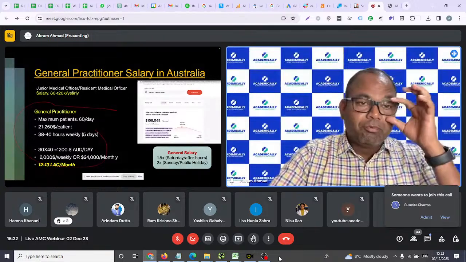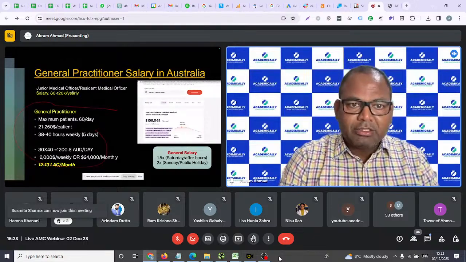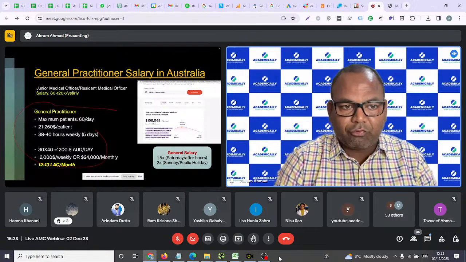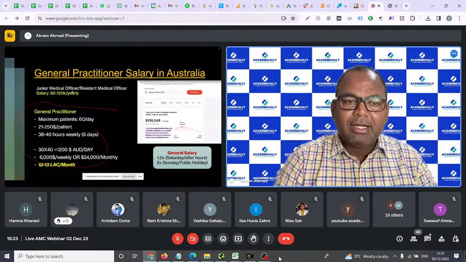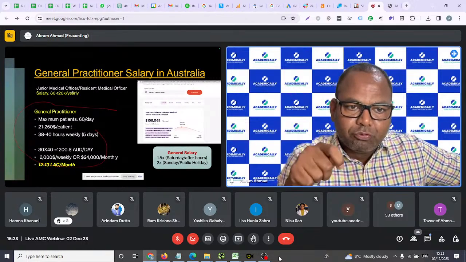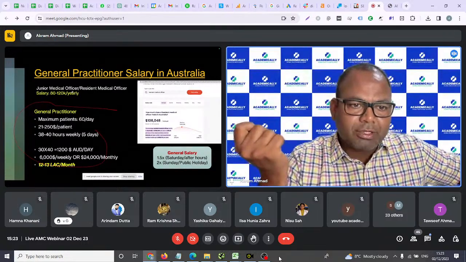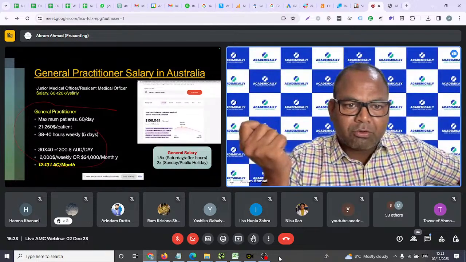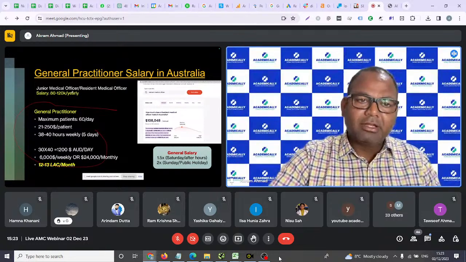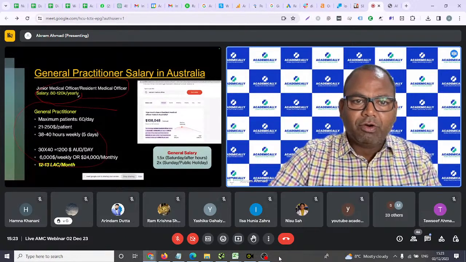But in general, if you pass the AMC Part One exam, Australia is the only country where you are eligible to practice after Part One. In the UK, after PLAB 1, you cannot work. You need to pass PLAB 2, and then you are eligible to apply for jobs in the UK. Same for the US. You need to pass USMLE Part 1 and Part 2, and then you have to start applying for residency. But if you pass Part 1 in Australia, you are eligible to work here.